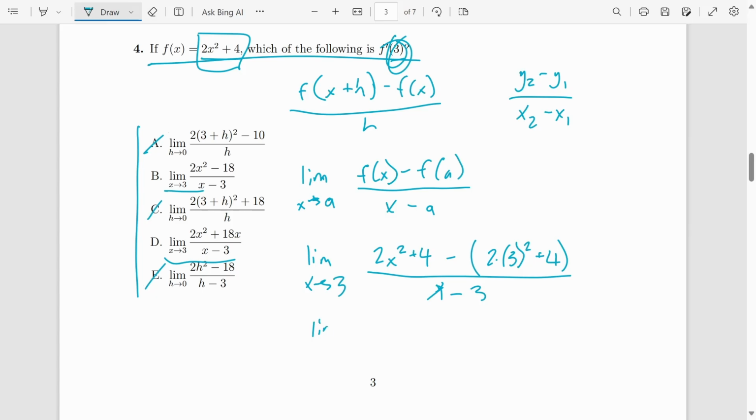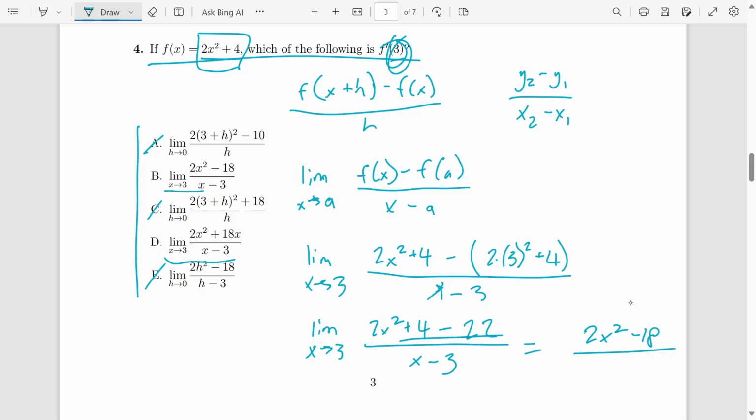So this is going to be the limit as x approaches 3 of 2x squared plus 4 minus, 3 squared is 9, 9 times 2 is 18, 18 plus 4 is 22, so minus 22, all over x minus 3. Plus 4 and minus 22 is minus 18, so we get 2x squared minus 18 all over x minus 3, and B is our answer.